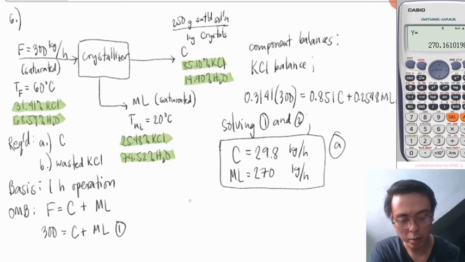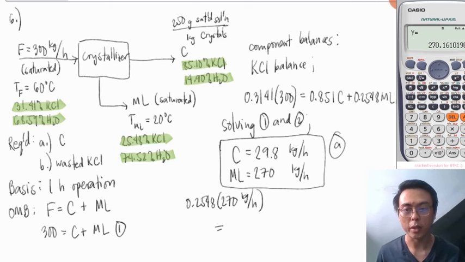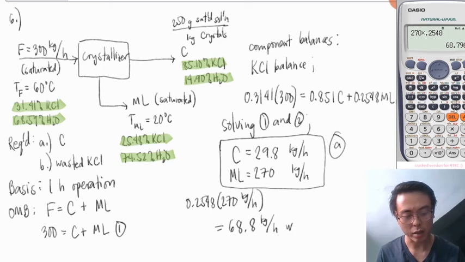If we take 0.2548 times 270 kilograms per hour, the result would be 270 times 0.2548. Our result is 68.8 kilograms per hour of wasted KCl.